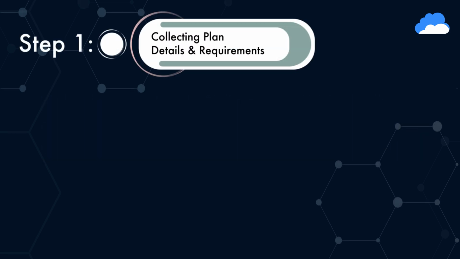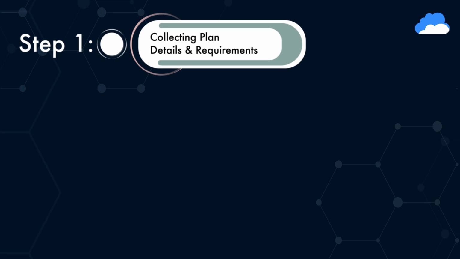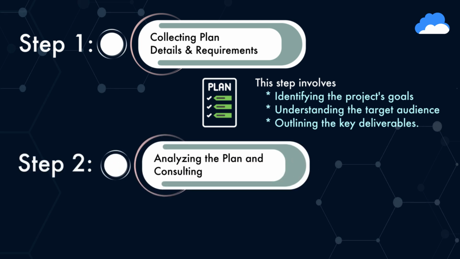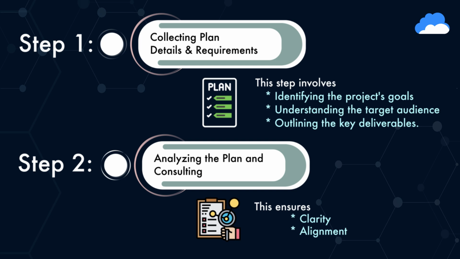Step 1. Collecting plan details and requirements. Every great project begins with collecting plan details and requirements. Step 2. Analyzing the plan and consulting. The plan is analyzed and refined through consultations with stakeholders.